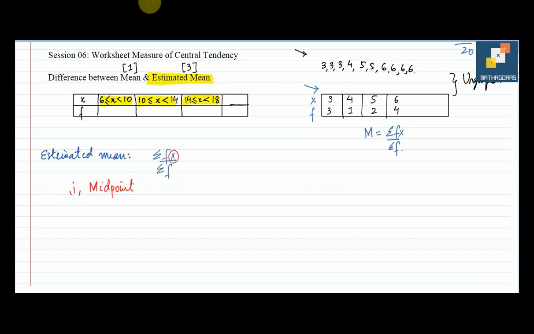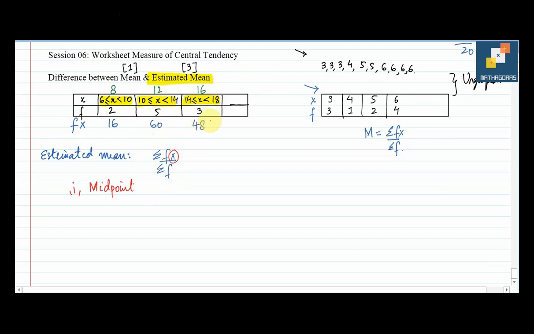All right, so if I find the midpoint of 6 and 10, that will be 8. For 10 and 14 it will be 12, and for 14 and 18 it's 16. The first and basic step is to find the midpoint, and the frequency is given. Let's suppose it's 2, 5 and 3. It's always given in the question. Now if you need to find fx, that will be 2 times 8 is 16, 5 times 12 is 60, and 3 16s are 48.